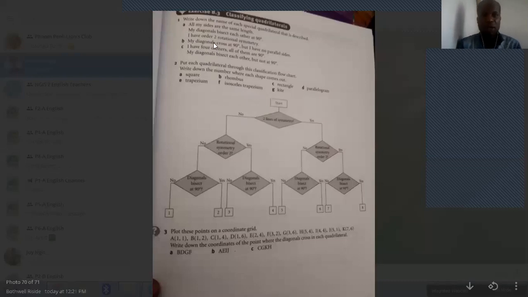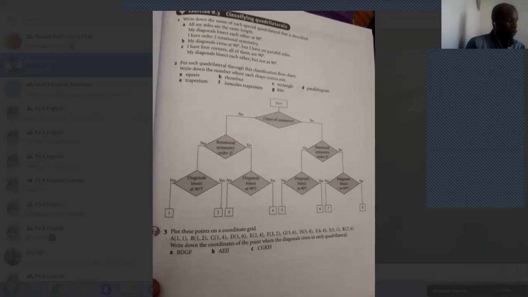The next one is: my diagonals cross at 90 degrees, but I have no parallel lines. Let's look at a kite. A kite doesn't have any parallel lines. A square has parallel lines, the sides are parallel to each other. Even a rhombus does the same. The other ones, a rectangle and a parallelogram, do not have diagonals that bisect at 90 degrees or that meet and make a 90 degrees angle. So a kite will be the only shape that fits.